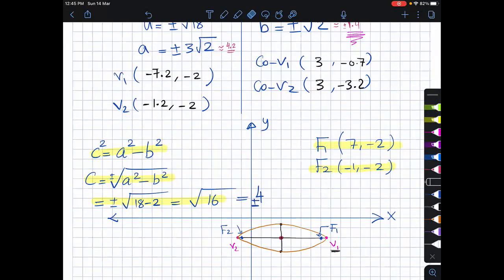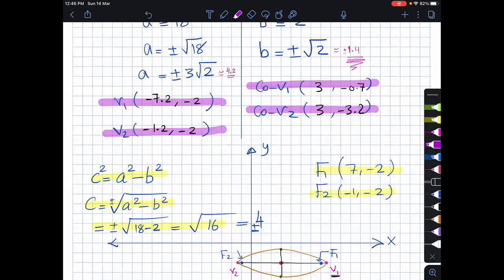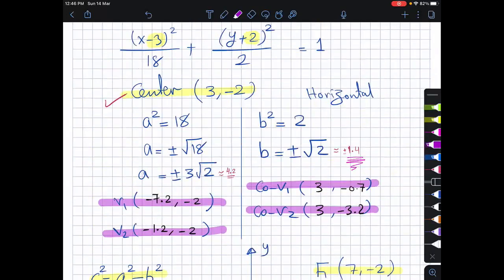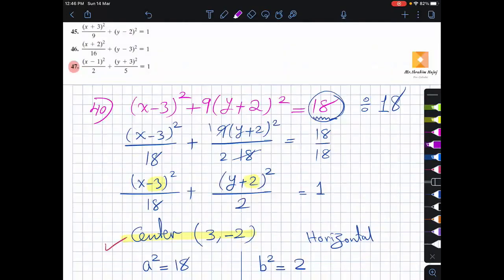Any question? Does everyone understand? For example, at the end you find the co-vertices and the vertices from the graph after you finish your graph. Here are the co-vertex and the vertex: 2 vertices, 2 co-vertices and 2 foci, and you should graph this equation. The equation in the beginning is number 40, (x minus 3) all squared plus 9 times (y plus 2) all squared equals eight.